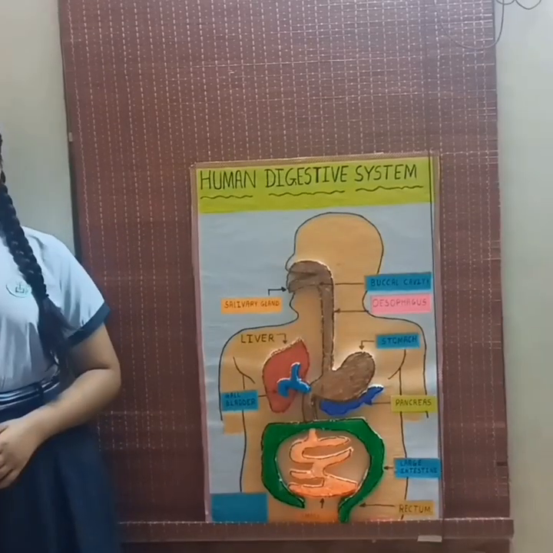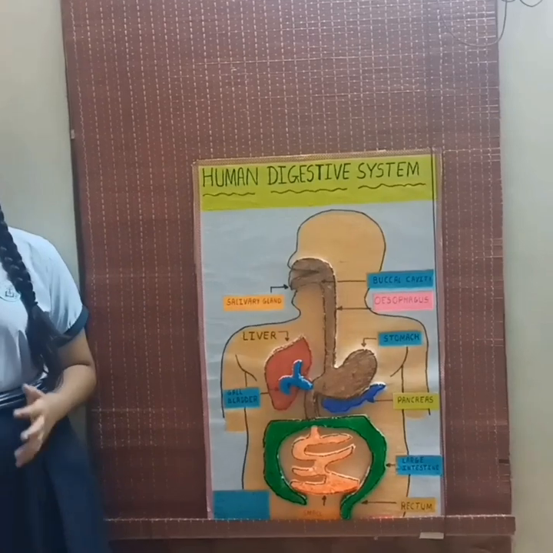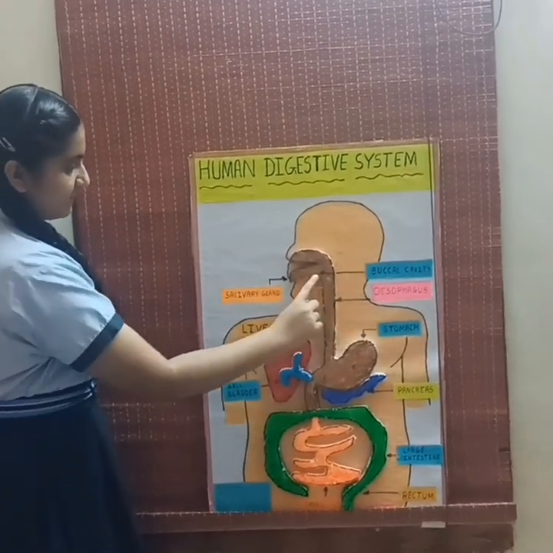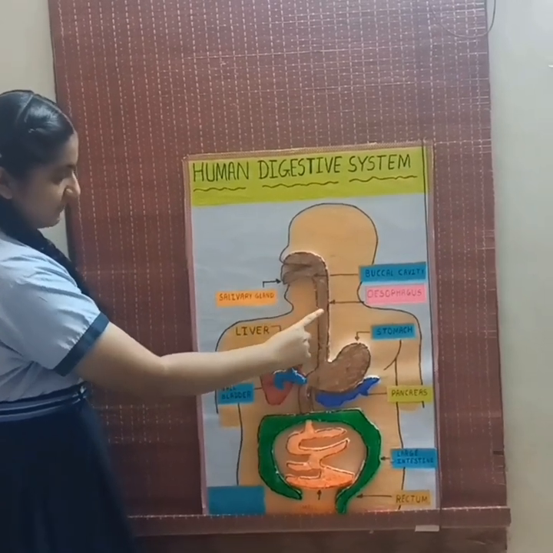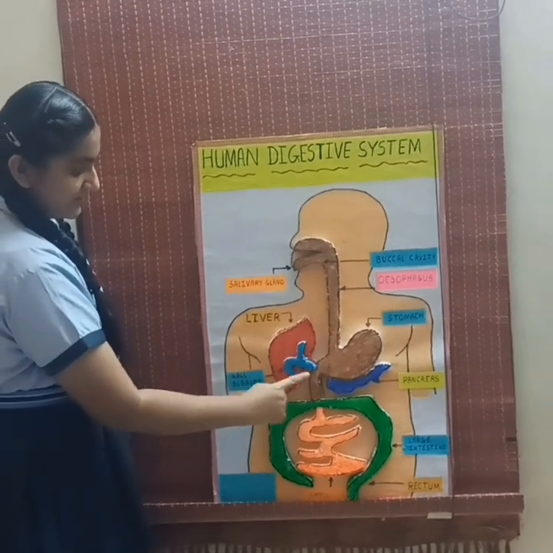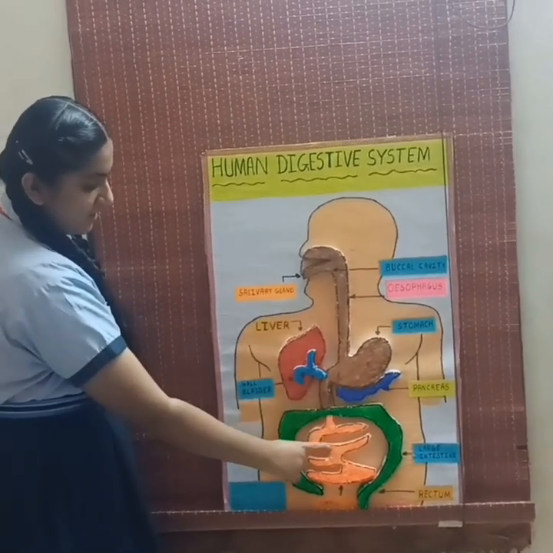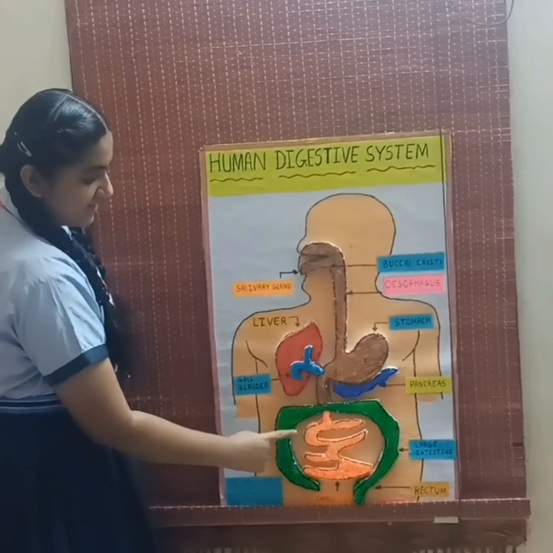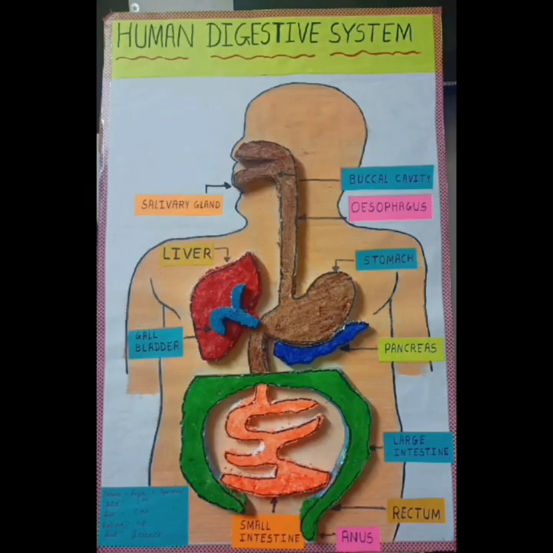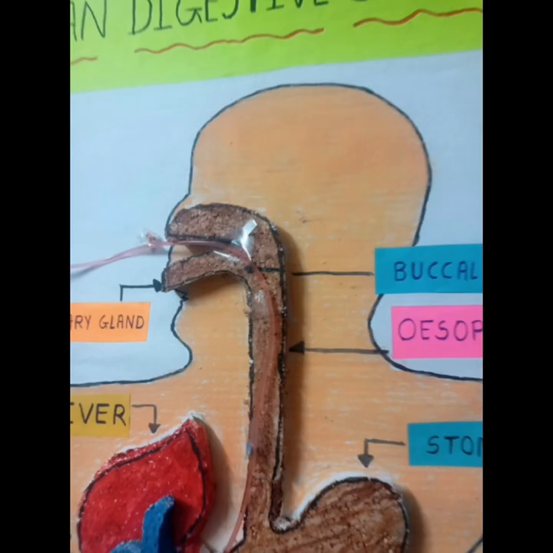So come on, let's gain more knowledge about the human digestive system. Let's know the parts of the human digestive system. This is the buccal cavity, salivary gland, esophagus, stomach, liver, gallbladder, pancreas, small intestine, large intestine, rectum and anus. Human digestive system. The digestion starts with the buccal cavity.